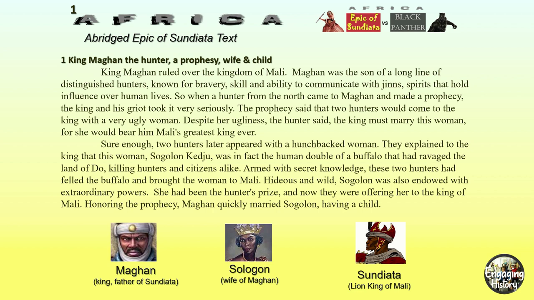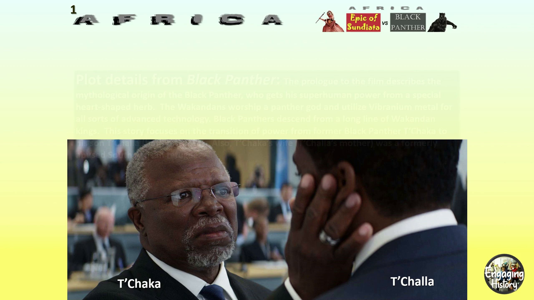Here we're going to look at an example of a plot point from the story of Sundiata and compare it to the Black Panther. The story begins with King Moghan, the ruler of Mali. He's from a long line of distinguished hunters. There's a prophecy that he will marry an ugly woman and they will bear a son who will end up being Mali's greatest ruler.